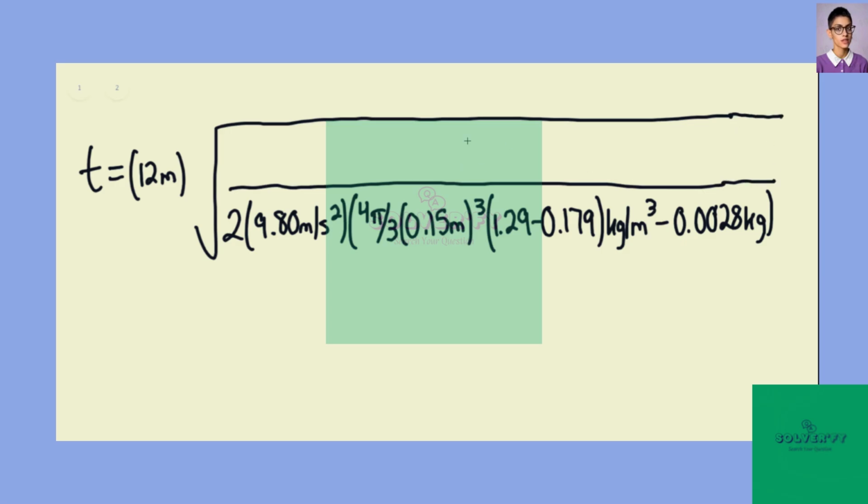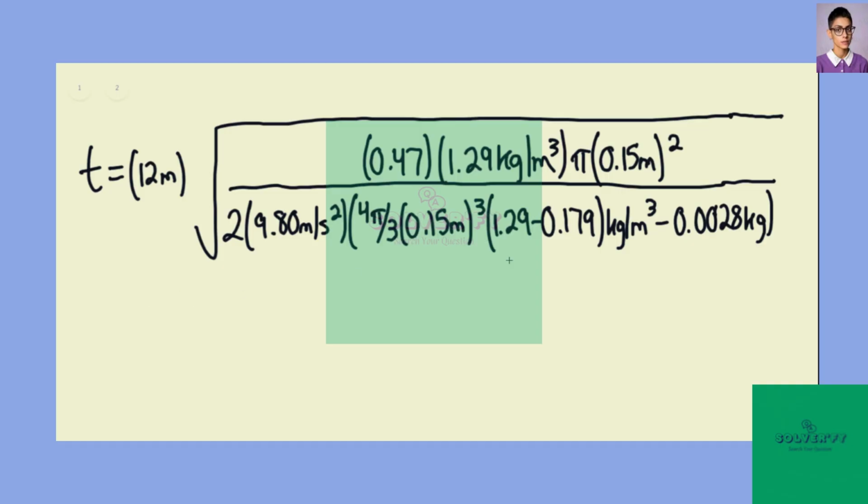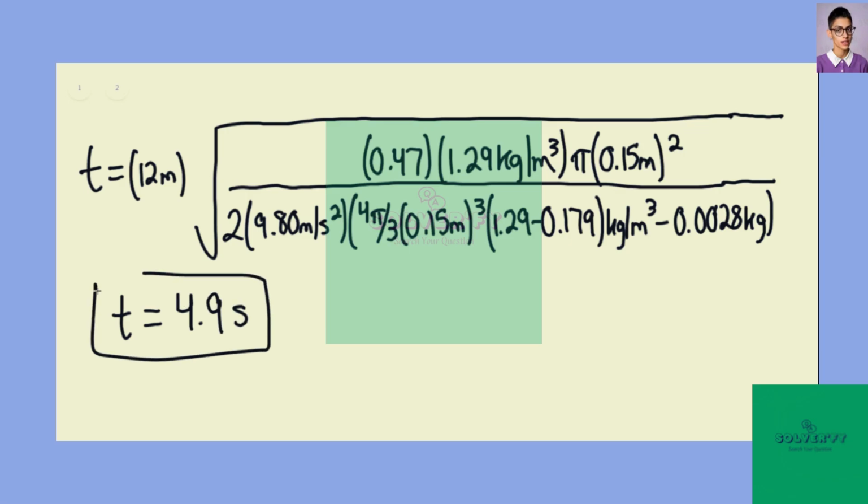And then for the numerator, we have the coefficient of drag, 0.47, multiplied by the density of air, 1.29 kilograms per cubic meter, and then multiplied by pi times r squared, 0.15 meters quantity squared. And so we find that the time taken for the balloon to reach 12 meters is going to be approximately 4.9 seconds. This would be our final answer.